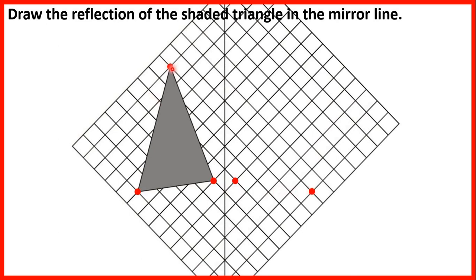And finally, for this point here, we have a half, 1, 2, so we can count on the other side a half, 1, 2, and dot our third corner. And then all we need to do is join up our corners, and we've reflected our shape.